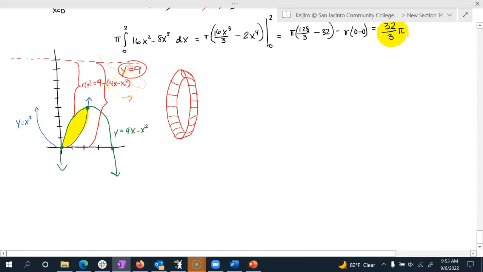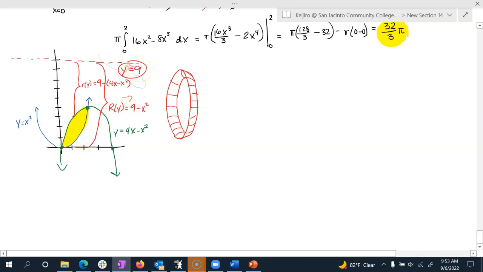Because you're squaring these, it's not going to matter which order. If you take 2 minus 1 and you square it, that's 1. If you switch the order and do 1 minus 2, that's negative 1, but once you square it, it's 1 again. So it doesn't actually matter which order you subtract these in. You can do the curve minus your axis or the axis minus your curve. It doesn't really matter. But the outer radius, the big R, is 9 minus this blue curve, x squared.